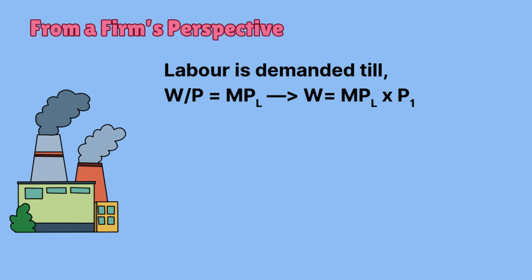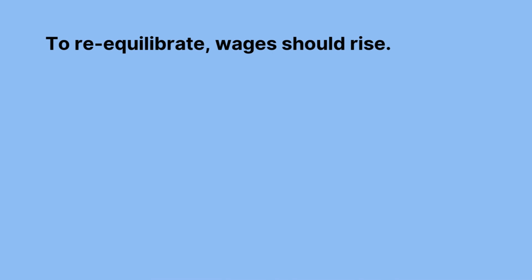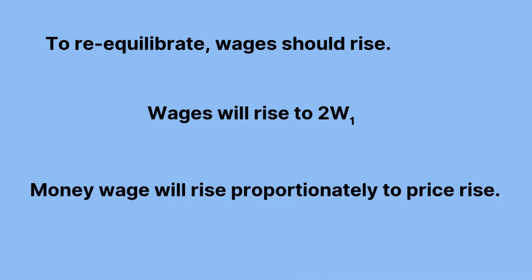Since W by P is equal to MPL, it implies that W is equal to MPL into P. Since the price has increased from P1 to 2P1, it means that at the same wage rate, firms are now getting a higher return and therefore they will demand more labor. Thus, there is an excess demand over supply. The money wage will therefore start to rise to re-equilibrate the supply and demand in the labor market. That is, the wages should rise to 2W1. Thus, money wage will rise proportionately to a rise in the price.